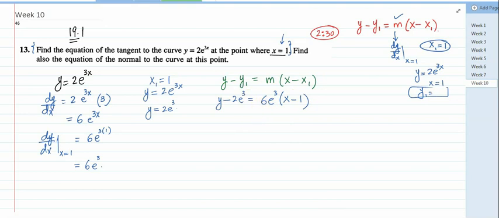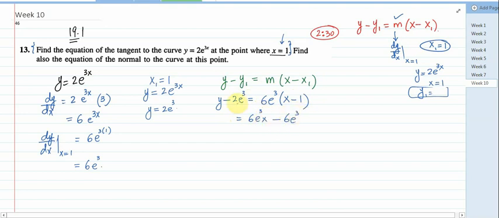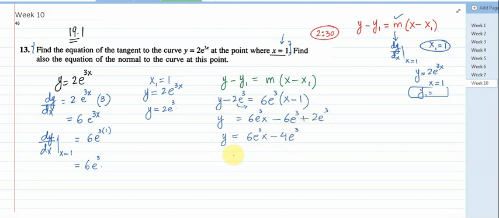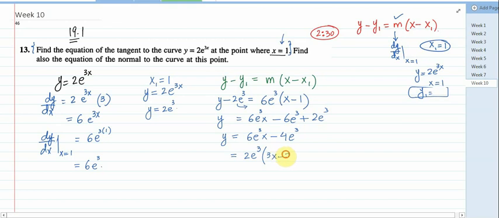Is it clear to all of you? After that we can multiply on the right side, so that will be 6e to the power 3 x minus 6e to the power 3. When this 2e to the power 3 shifts to the right side, it will be plus 2e to the power 3, and on the left side we have y only. So y equals 6e to the power 3 x minus 4e to the power 3. After that we can take common 2e to the power 3, and inside the bracket it will be 3x minus 2. That is the equation of the tangent that we are looking for, and that is our first part answer.